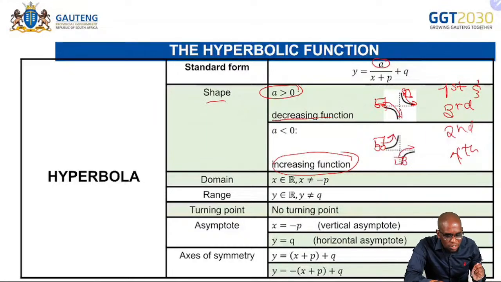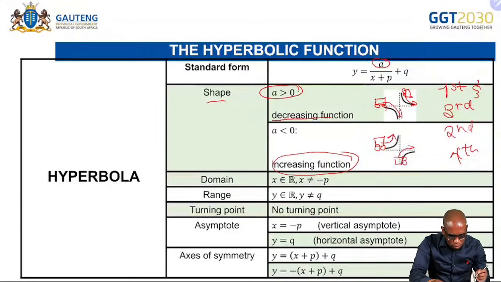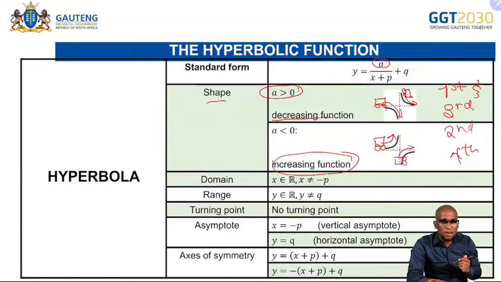Now, when we look at the domain, remember this graph has asymptotes, so it is defined on all values excluding the asymptote. Remember the asymptote, we say that it's a line where the graph is not defined, so the graph cannot touch that line. It approaches the line but does not touch it. So the graph is not defined on the asymptote.